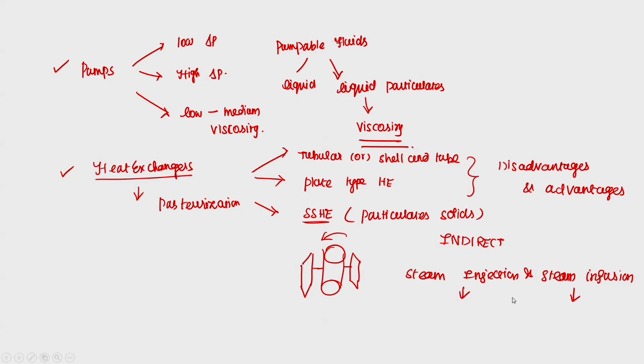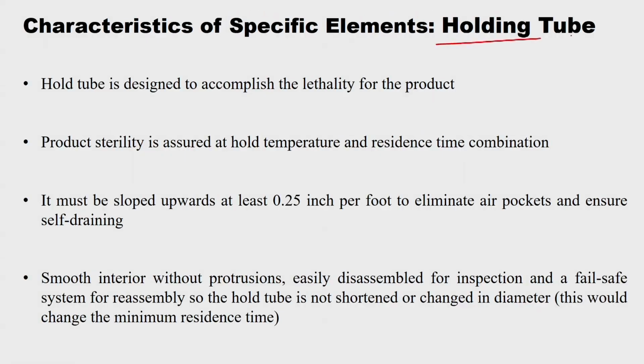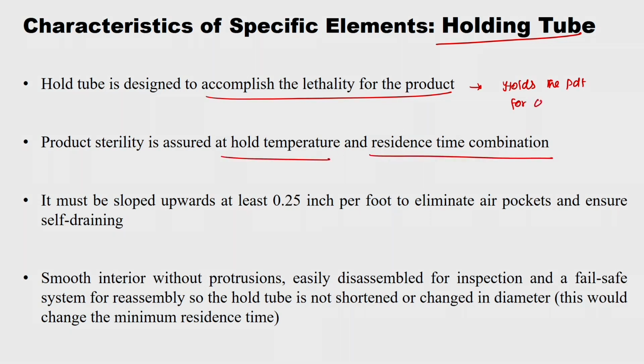The next major item in the equipment design is your holding tube, right. So, the holding tube is designed to accomplish the lethality for the product. The holding tube normally holds the product at a hold temperature and residence time combination, for a certain time and temperature, to achieve the product lethality, right. So, the product sterility is assured at this hold temperature and the residence time.